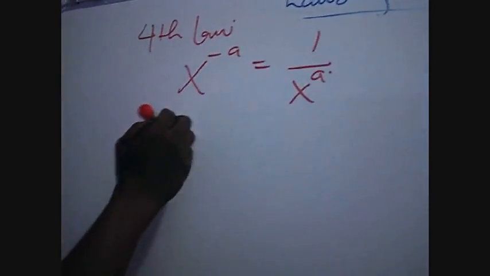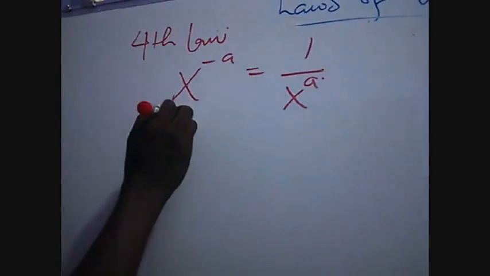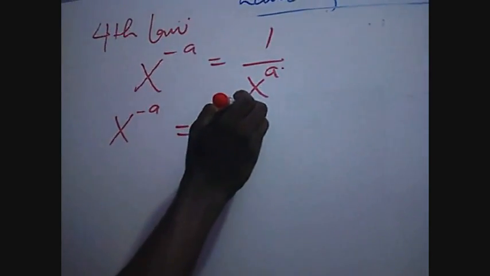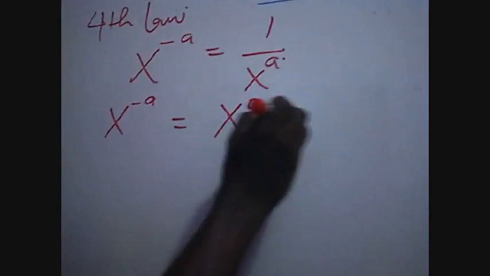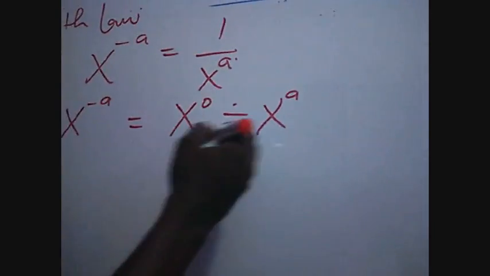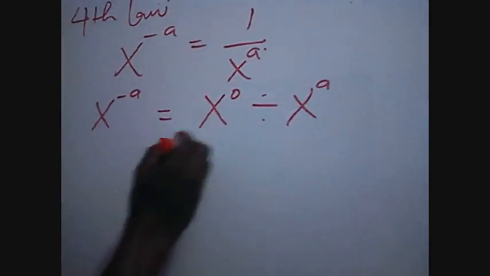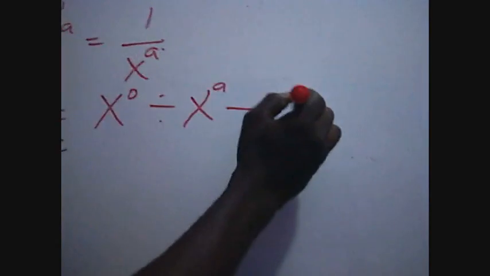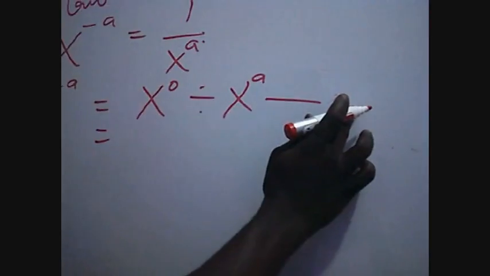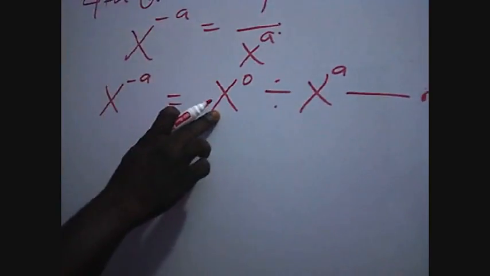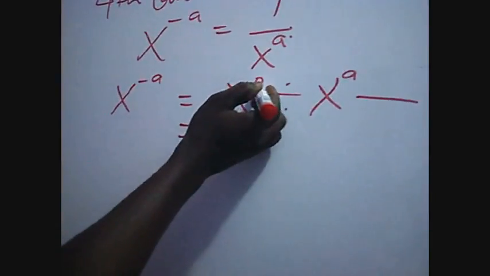From the second law of indices, we can obtain this if we say, for example, we have x raised to the power of 0 divided by x raised to the power of a. Let's call this equation n. Using the third law, x raised to the power of 0 is the same thing as 1.